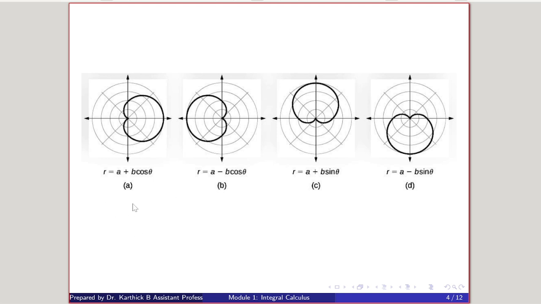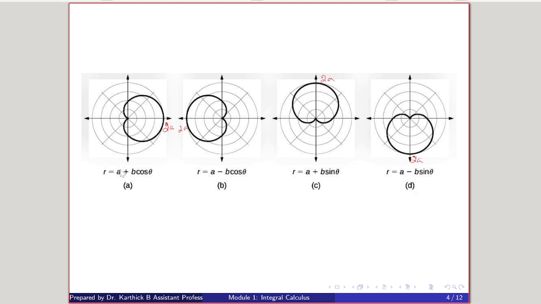There it will be a into 1 plus cos theta. Sometimes it may be a different number that is multiplied with the cos function and sin function. So in a more general case, a plus b cos theta will be like this. Here the curve will have 2a as well. So a plus cos theta will be on the right, minus cos theta leftwards, plus sin theta upward, minus sin theta downward.